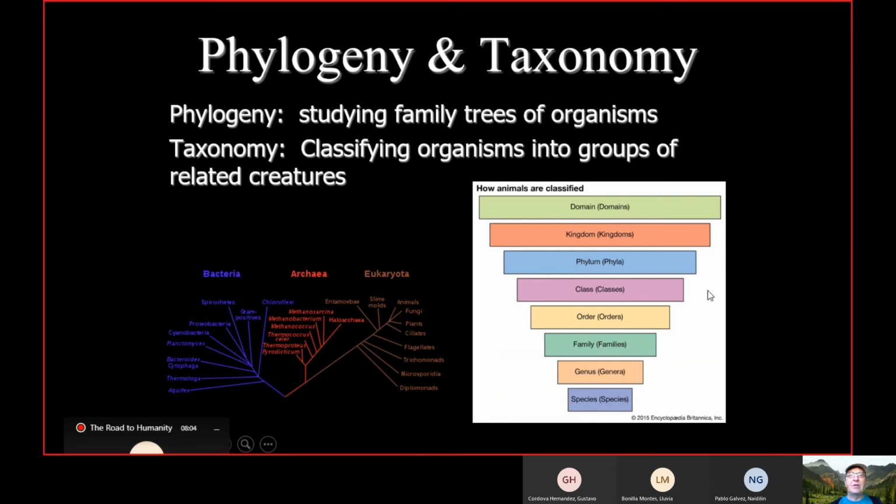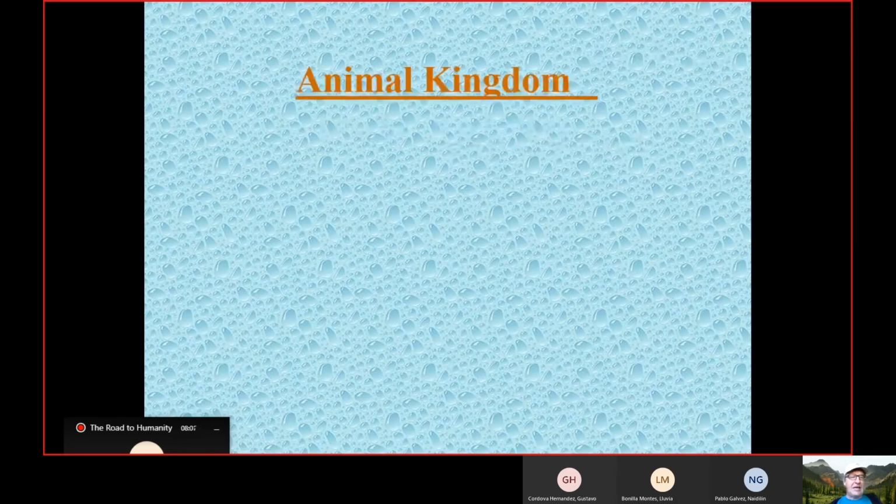So here we go. We start with the animal kingdom. What makes a creature an animal? Well, there are four things that define an animal. They have to be made of multiple cells. They have to have complex cells. They're eukaryotic creatures. They are eukaryotes.